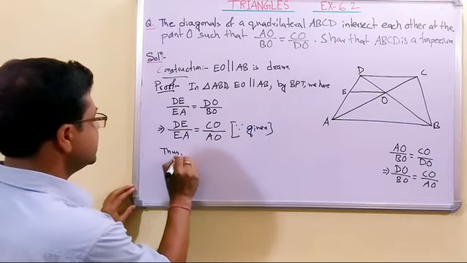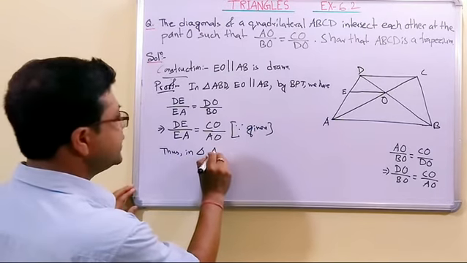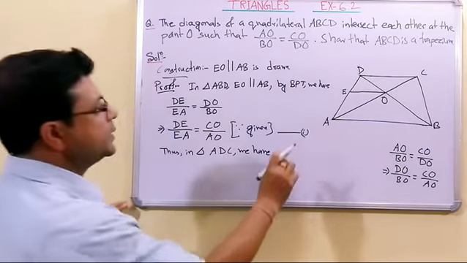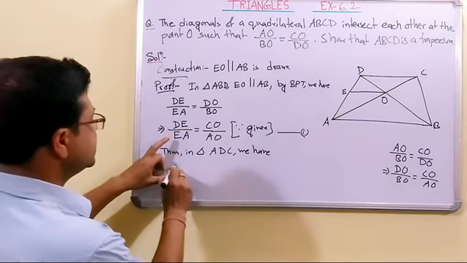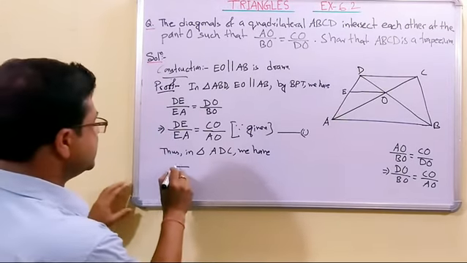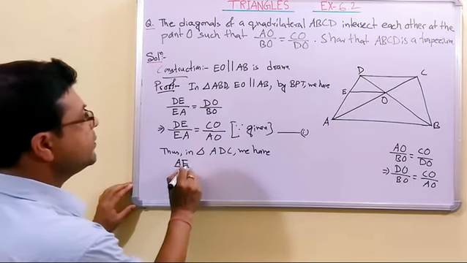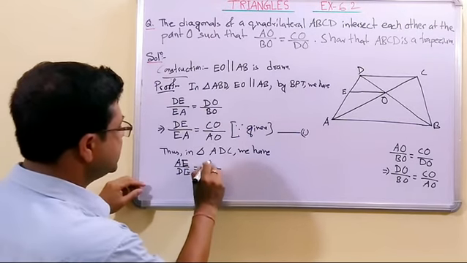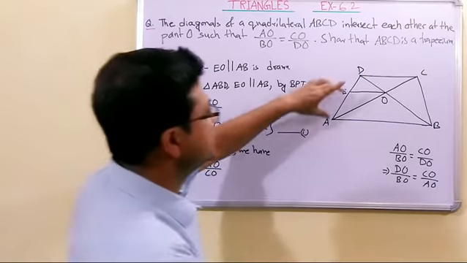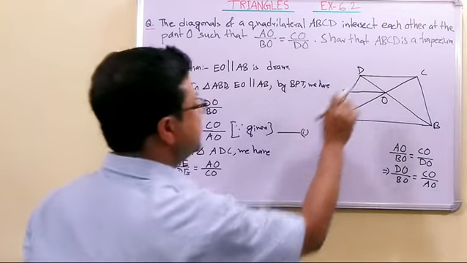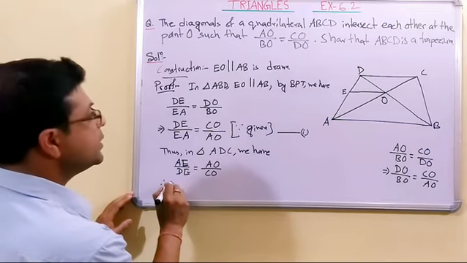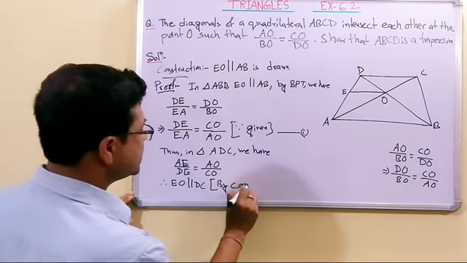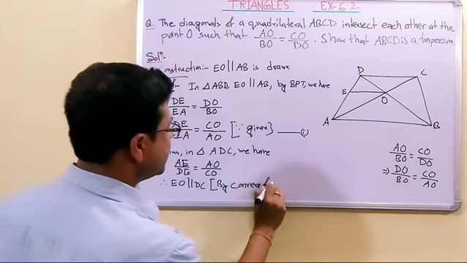Thus, in triangle ADC we have, say this is equation 1, we have this by this. What is written here? You see, let us take a reciprocal of this, then it will be easier for us. AE by DE, we are taking the reciprocal, so we have to take the reciprocal on both the sides. AO by CO. This by this equal to this by this. So these two are parallel. Therefore, EO is parallel to DC. What is the reason? By converse of BPT.